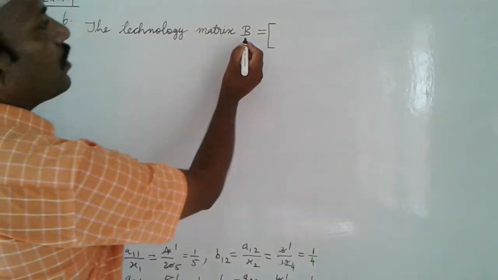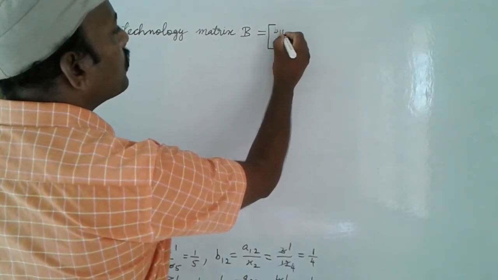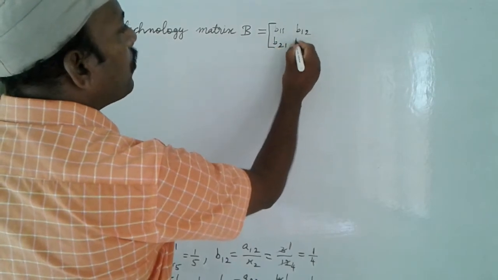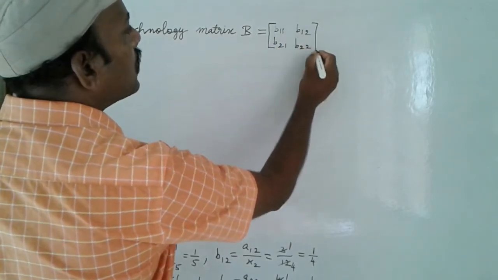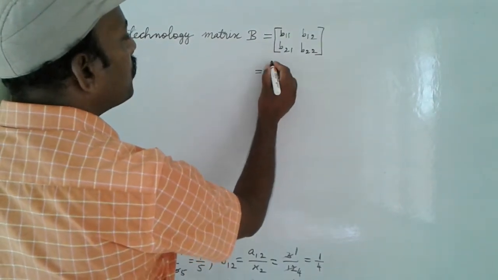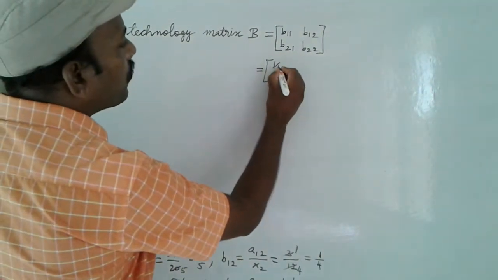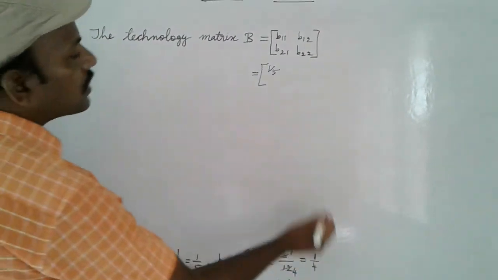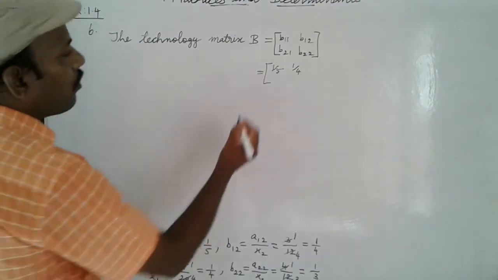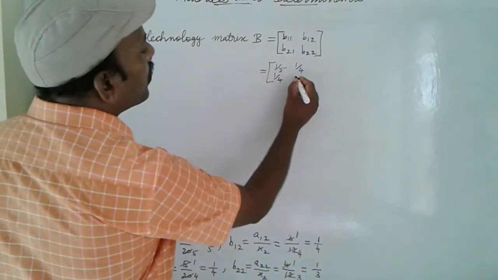The technology matrix B equal to B11, B12, B21, B22. So we should substitute these values. B11 is 1 by 5. Next B12 is 1 by 4. B21 is 1 by 4. B22 is 1 by 3.